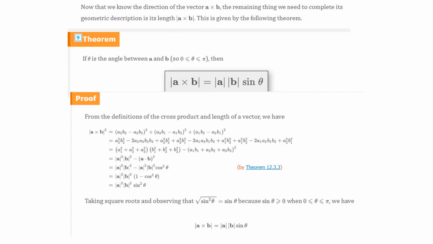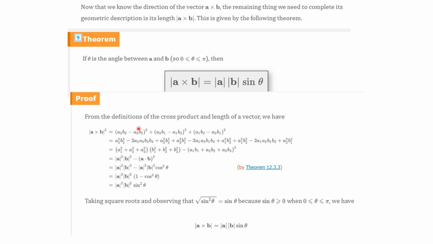Now we know the direction of the vector, and so the remaining thing we need to complete is a geometric description of what is its length. If you know it, you see it's completely characterized by its length and its direction. So here's the theorem that tells us that. If theta is the angle between vectors A and B, and it's between 0 and pi, then the magnitude of A cross B is the magnitude of A times the magnitude of B times the sine of theta in between it.